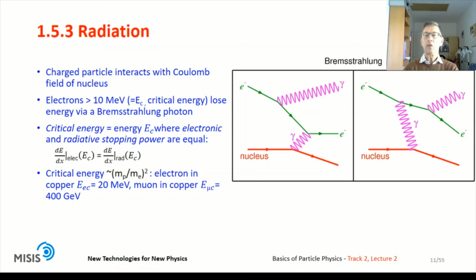The critical energy is proportional to the mass of the incident particle divided by the electron mass, squared. So you can see that, for example, for muons, which have a mass 200 times more than electrons, the energy where Bremsstrahlung becomes important is 40,000 times higher than that for electrons.